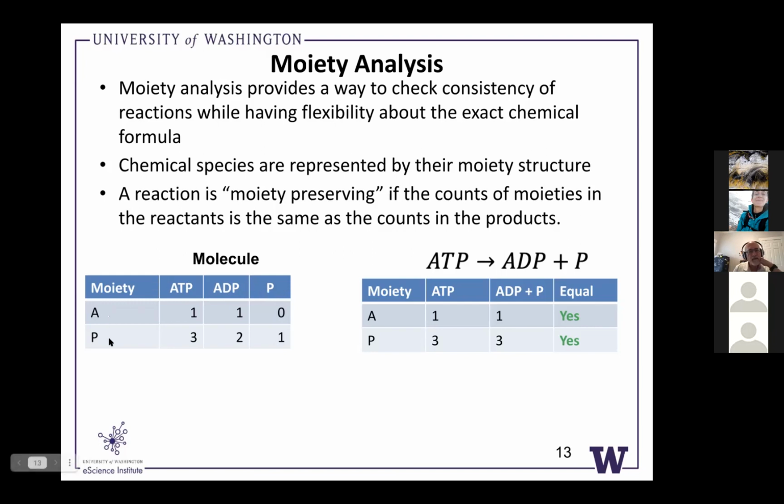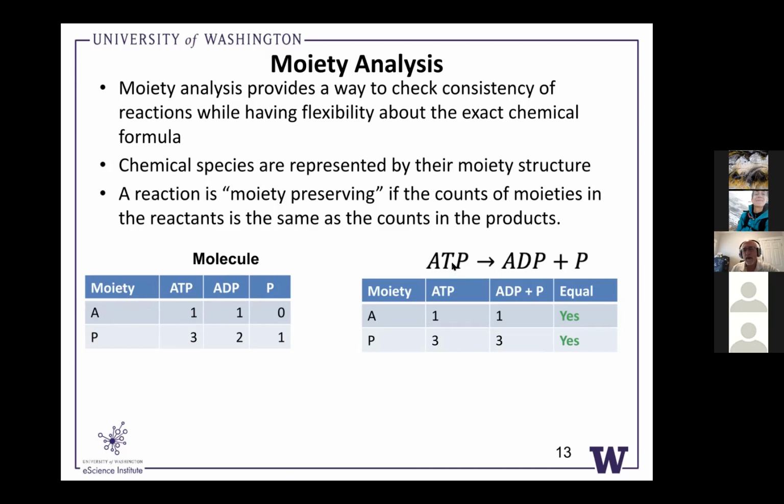The moieties I'm referring to are the adenosine and the inorganic phosphate. Obviously, inorganic phosphate just has inorganic phosphate in it. ADP has 2 of them, ATP has 3, and both ADP and ATP have 1 adenosine. So that's the analysis of how I sort a molecule into its component moieties.